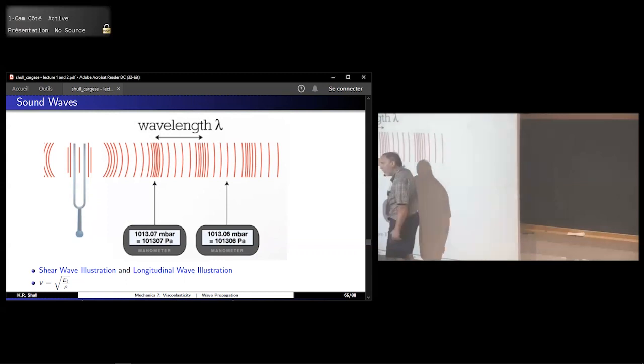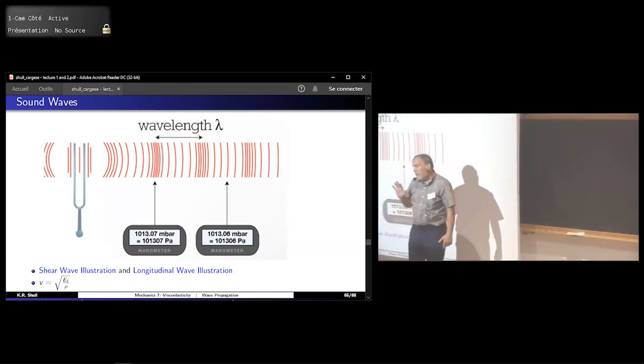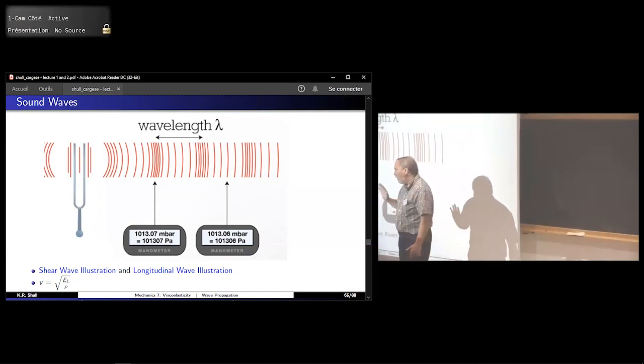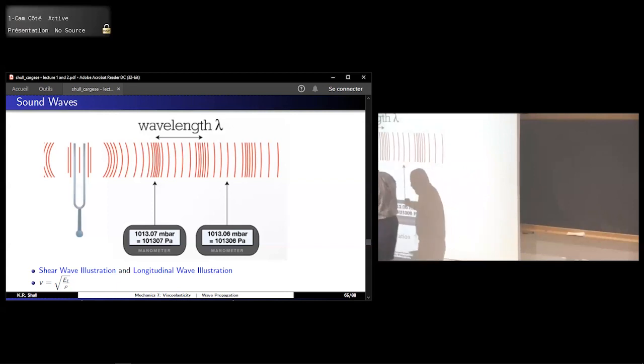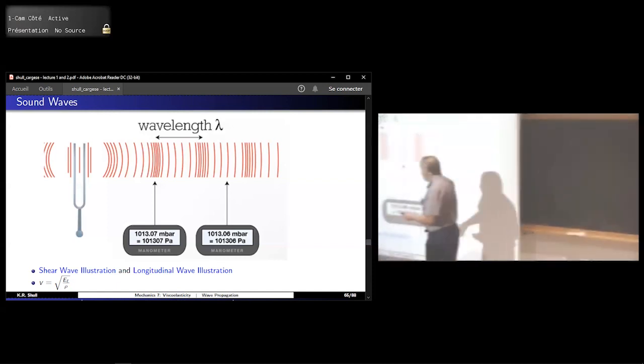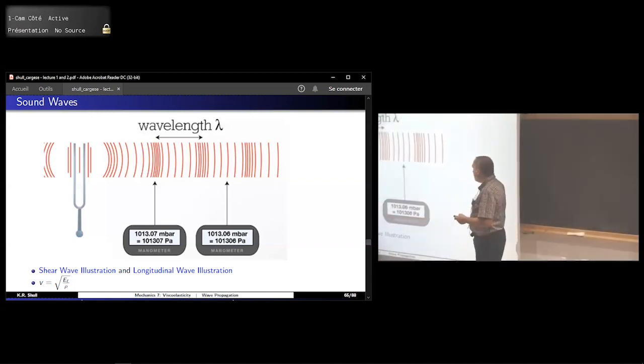So atmospheric pressure is 100,000 Pascal. What they're showing here at this location is 101,307 Pascal. Here in the low pressure regime, 101,306 Pascal. So it's a small perturbation on the density of air. And sound velocity is a mechanical property. It's just given by the square root of a longitudinal elastic modulus divided by the density, and it's easy to calculate what that should be.